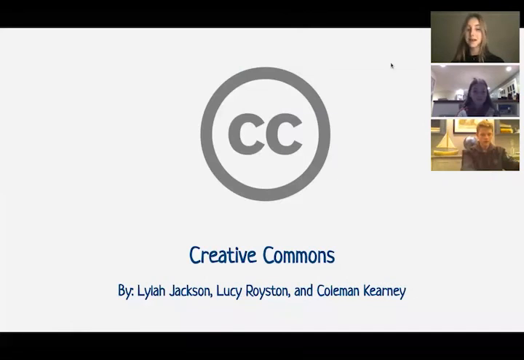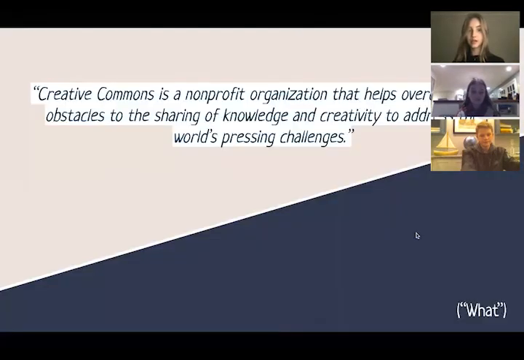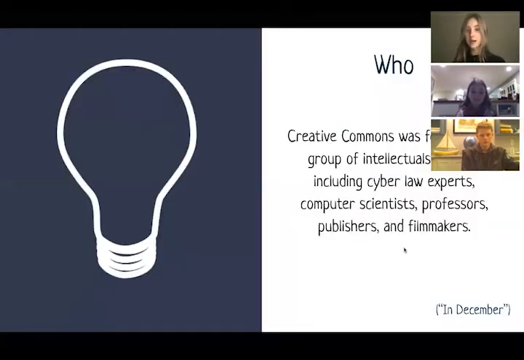Creative Commons by Lila Jackson, Lucy Royston, and Coleman Carney. Creative Commons is a nonprofit organization that helps overcome legal obstacles to the sharing of knowledge and creativity to address the world's pressing challenges. I'm Lila Jackson, and I'll be informing you on a brief history of Creative Commons and where to find works licensed with Creative Commons later.